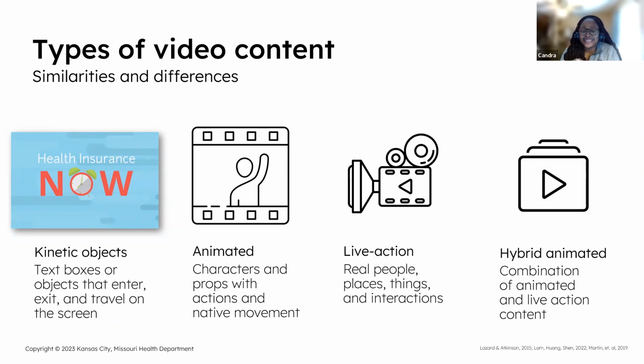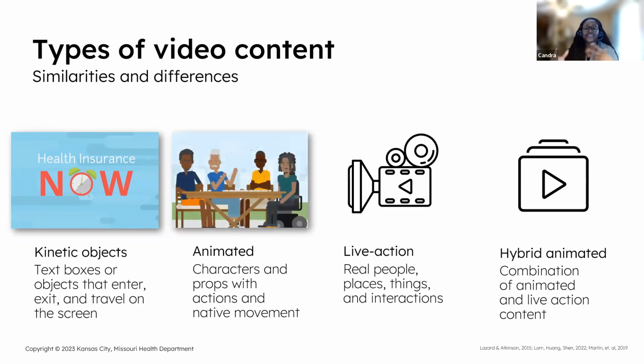The next type is animated. So this is probably one of our most popular versions or types of video. It includes characters and props that have actions and movement that is native to them. So you'll see characters waving. In the example that we'll pull up, we have characters who are kind of sitting and talking, having a conversation with one another. In this video in particular, we kind of zoom in at different points to really see their facial expressions and their hand movements and their gestures.